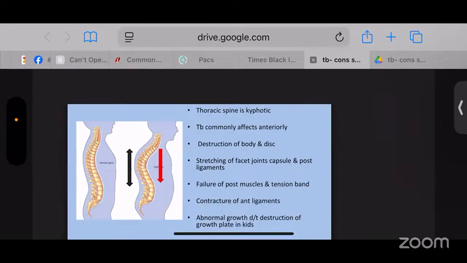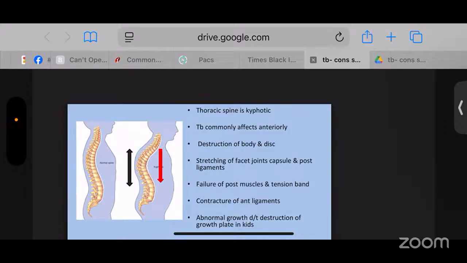Because to begin with, the thoracic spine has got kyphosis. Tuberculosis usually affects the thoracic and the thoracolumbar junction. There's destruction of the body and the disc, so the anterior column is being lost. There's stretching of the facet joints and the ligaments, and also the tension band phenomenon of the muscles is being lost. And after a particular time, the posterior spinal muscles, instead of pulling up the vertebrae, increase the kyphosis. Once the kyphosis increases beyond 40, beyond 60 degrees, so 60, 70 degrees of kyphosis, the muscles are more anterior to the apex of the deformity, and they further lead to exaggeration of the kyphosis.